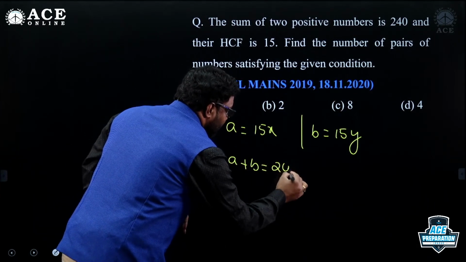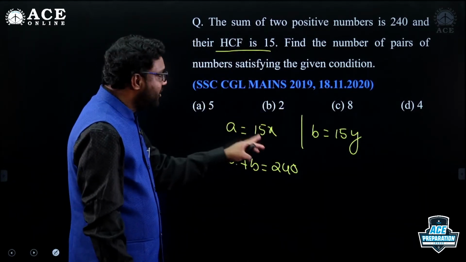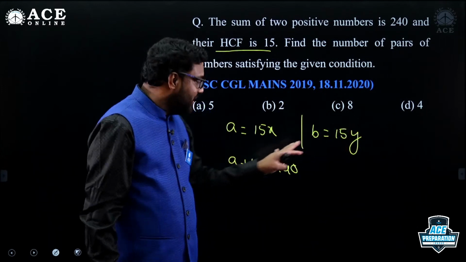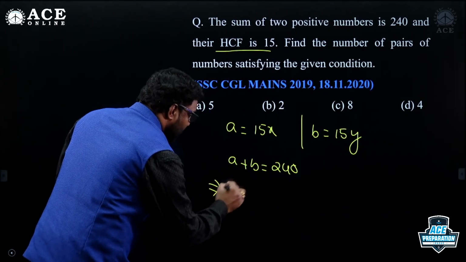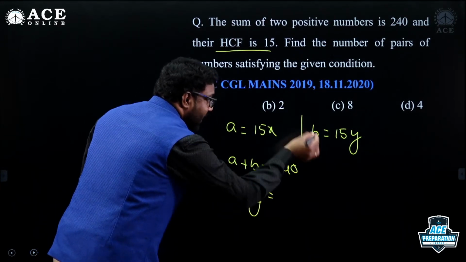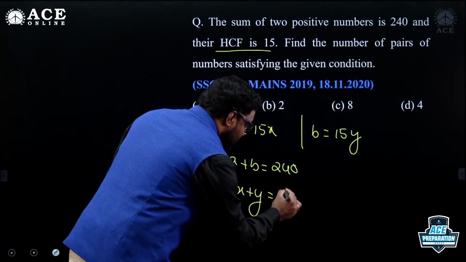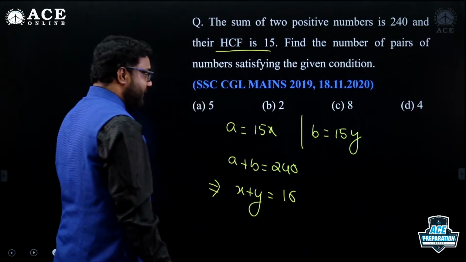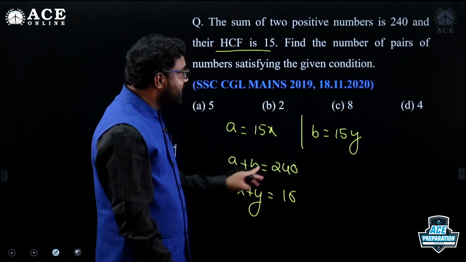So why have you taken 15x, 15y? HCF for the 2 numbers is 15, so it should be 15 multiple. Now sum of the 2 numbers is 240, so it should be divided by 15. 15 is common, right? x plus y, 240 divided by 15, if you do, my dear friends, we'll get 16. Yeah, fine. x plus y is 16.